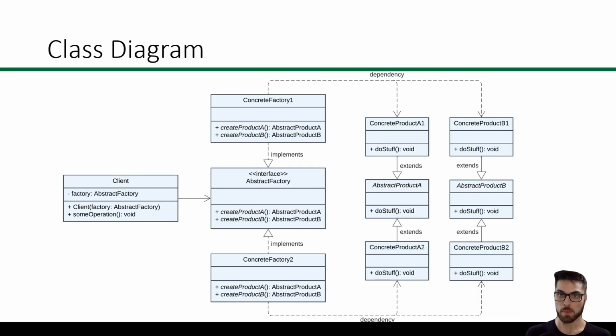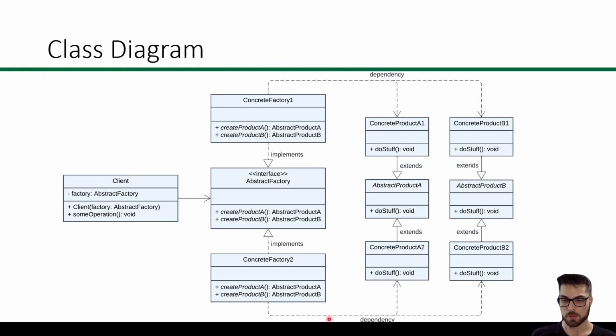Here we can see the UML class diagram representation of the abstract factory design pattern structure. This group on the right represents the products. And you can see the different types of products. Abstract product A at the center, being extended by the concrete products A1 and A2. Similarly for abstract product B at the center, its children, concrete product B1 and concrete product B2, representing its variations.